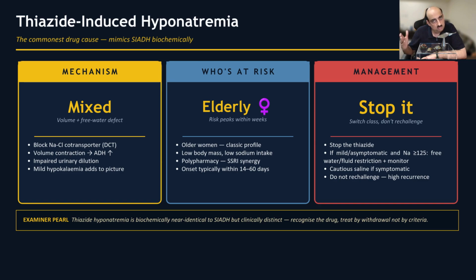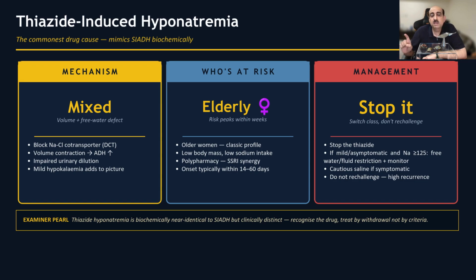What is the management? Of course, stop the medication, the thiazide. And also, if the patient is mildly symptomatic or asymptomatic and the sodium is above 125, then reduce the free water intake to around 1 to 1.5 liters, depending upon the body habitus, etc. Do not re-challenge with thiazide again, because the recurrence rate is very, very high, and switch to a different class of drugs like calcium channel blocker or ACE inhibitor.